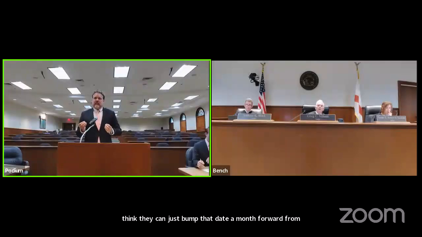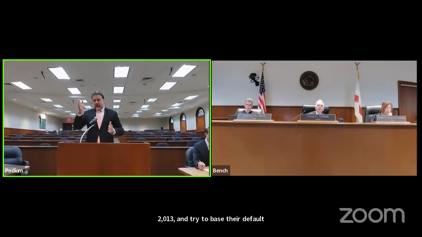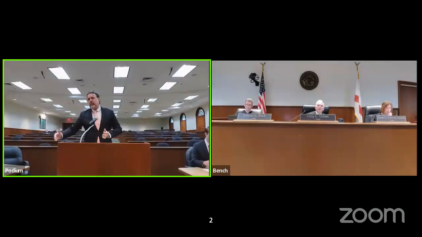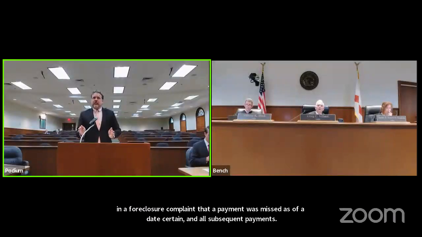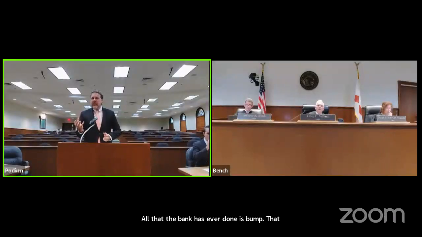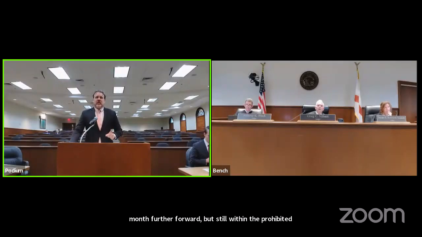You have to allege in a foreclosure complaint that a payment was missed as of a date certain and all subsequent payments. All that the bank has ever done is bump that date a month further forward, but still within the prohibited period from the original dismissal with prejudice. The trial judge gave them the opportunity in this case to simply move the default date to February of 2015.